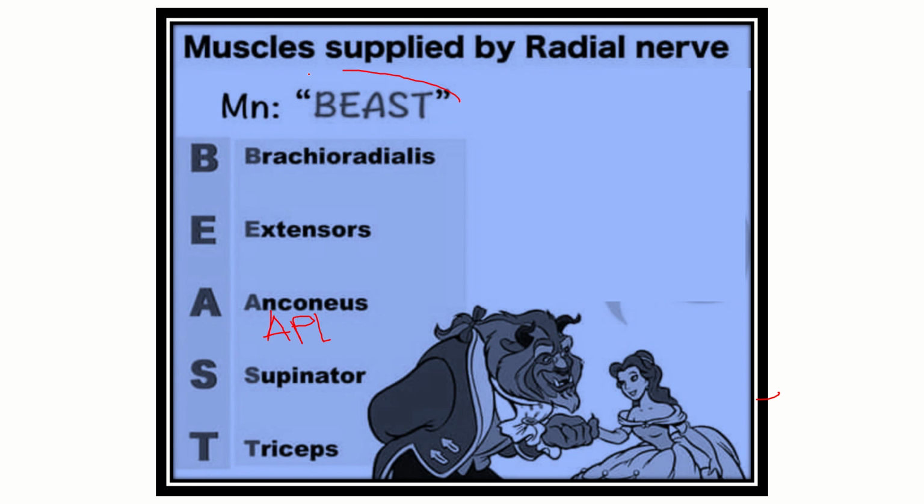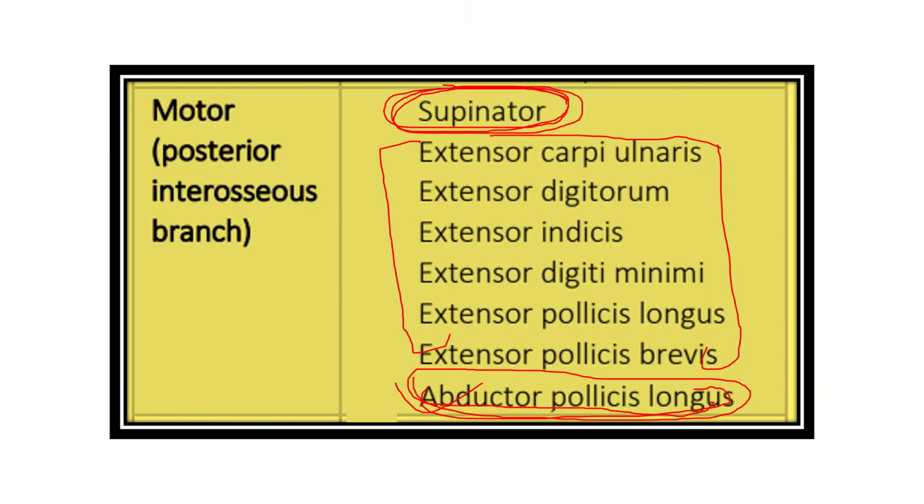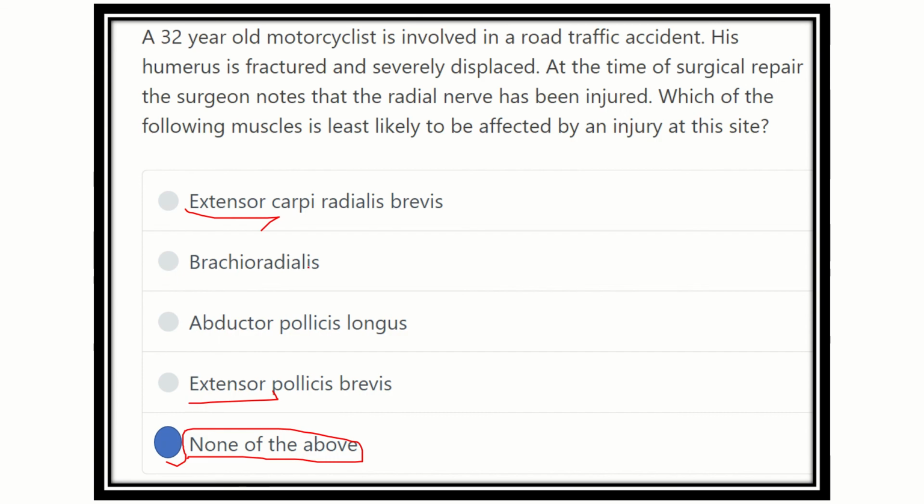And the mnemonic again is BEAST: B for brachioradialis, E for all extensors, A for abductor pollicis longus and anconeus, S for supinator, and T for triceps. So our final answer is none of the above, because all of the muscles are supplied by the radial nerve.